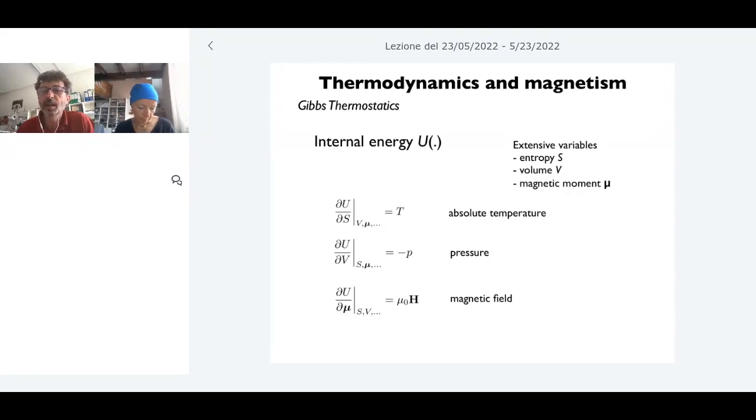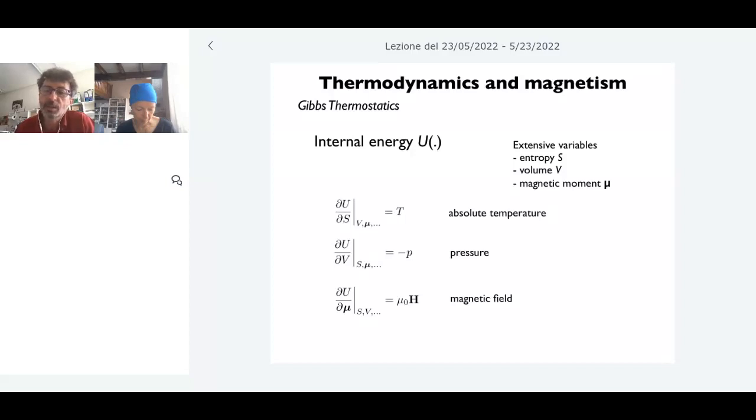The fact that there exists an internal energy of the system, and this internal energy depends essentially and only on the extensive variables. The extensive variables are a list of qualities of your body, of your system, that have the property of being extensive. So if you double the size, you double also the variable. Energy is extensive. The volume could be extensive. The magnetic moment is an extensive quantity. I double my material and I may have a double magnetic moment. The entropy is also extensive.